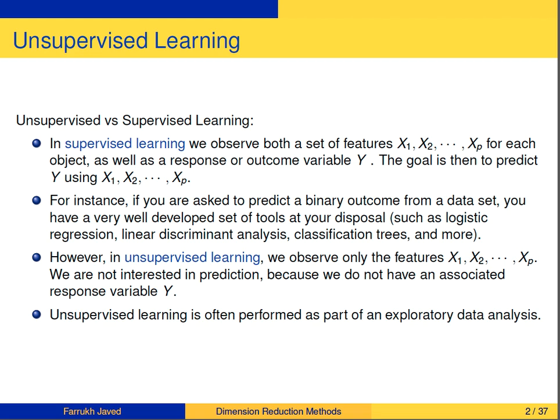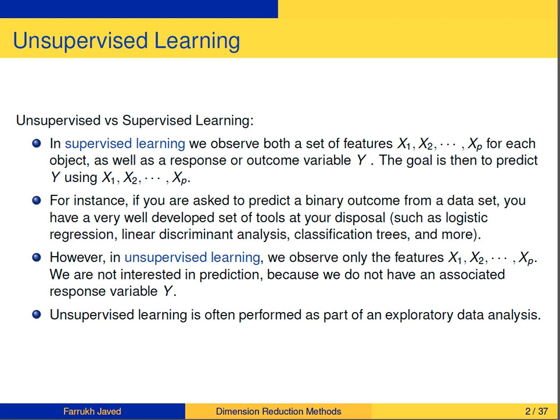For instance, if you are asked to predict a binary outcome from a data set, you have a very well developed set of tools at your disposal, such as logistic regression, linear discriminant analysis, classification tree, and so forth. So these are your supervised learning, because here you look for a response depending on your variables. Either you have qualitative variables or quantitative variables, or either you have a qualitative response or quantitative response.